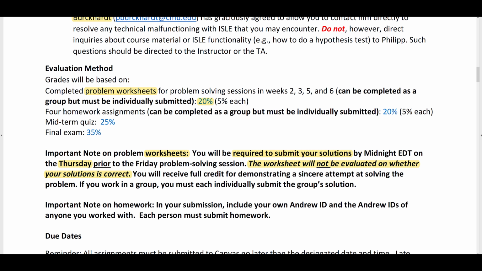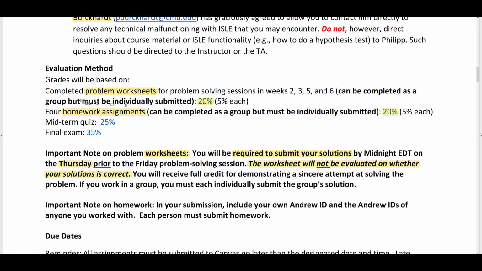There are also going to be 4 homework assignments, and each of these is going to be worth 5%, so that's another 20%. And these we will grade carefully. So these you do need to work on carefully and try to be as correct as possible.